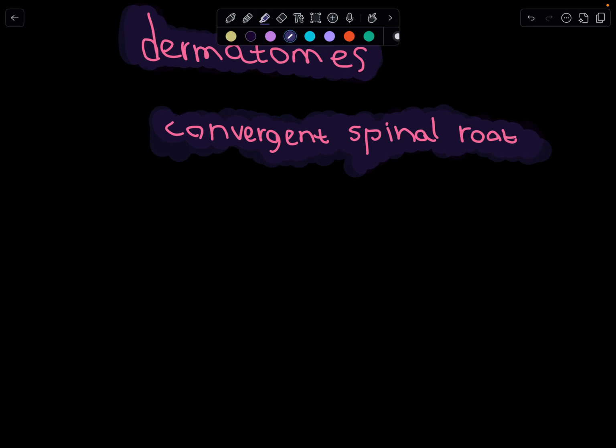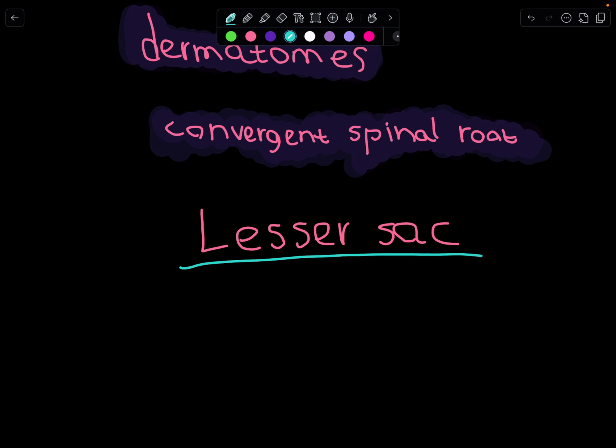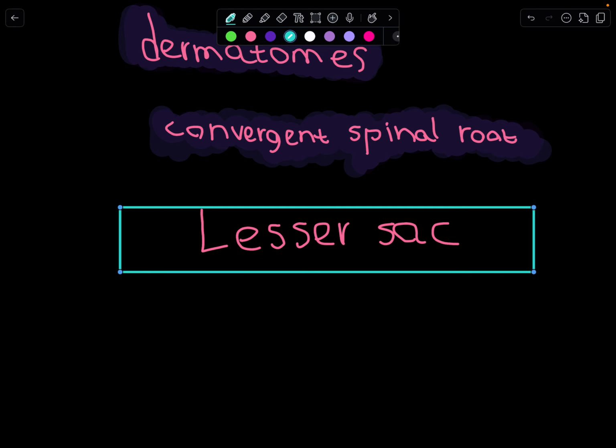I want to also ask about the lesser sac. What's the lesser sac? The lesser sac, or omental bursa, is a peritoneal cavity behind the stomach, separated from the greater sac, the main peritoneal cavity, by the stomach, lesser omentum, and gastrocolic ligament.